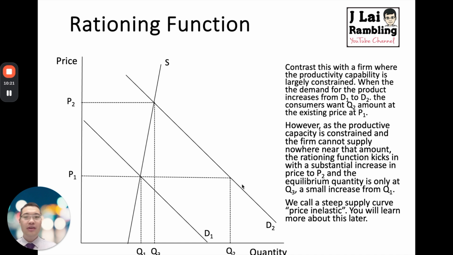Sorry, you cannot have this much. I cannot meet your demand. Okay, you can only have Q3 amounts, and therefore it's reining it in. Okay, it's rationing it greatly, as you can see here.